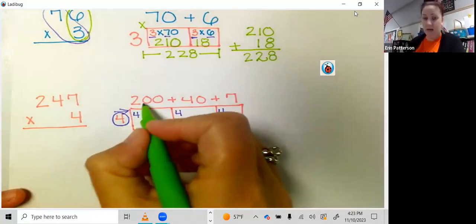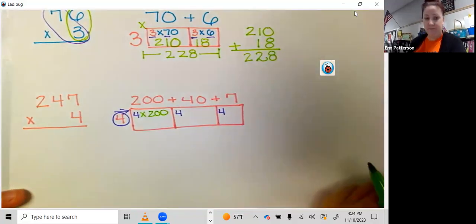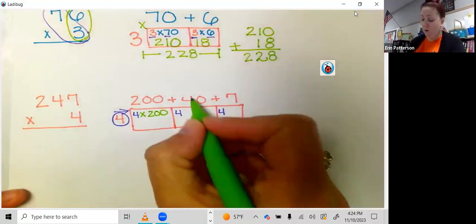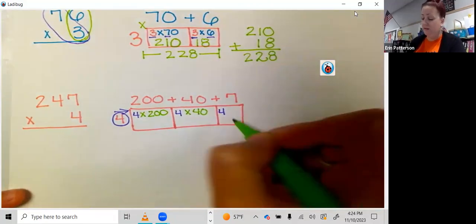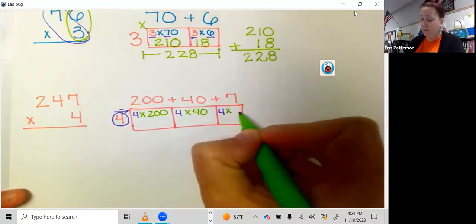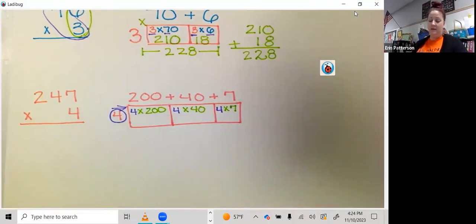This one's going to be 4 times 200. This one's going to be 4 times 40. This one's going to be 4 times 7. Underline everything that's not a 0.